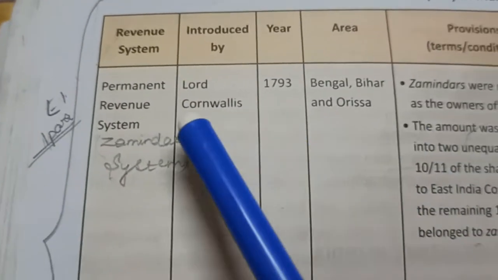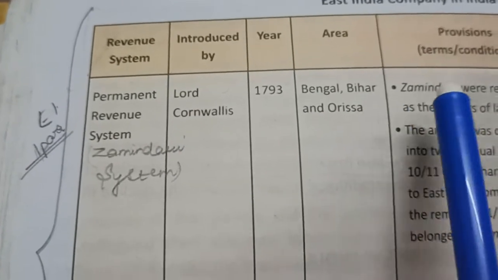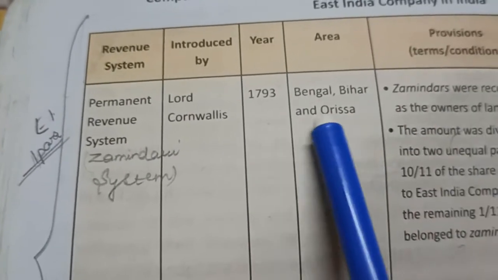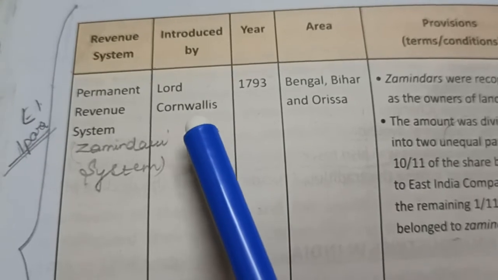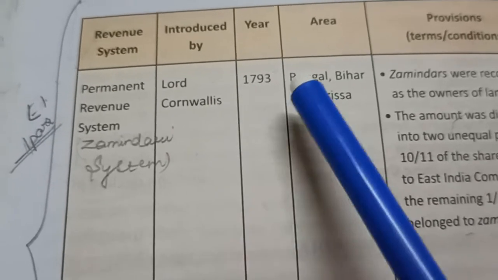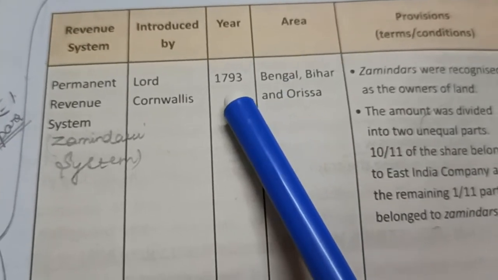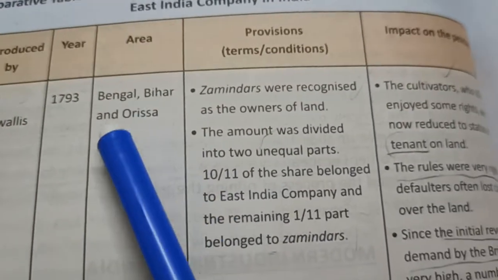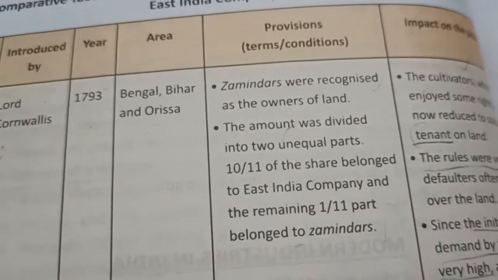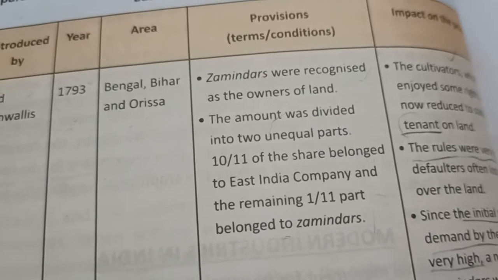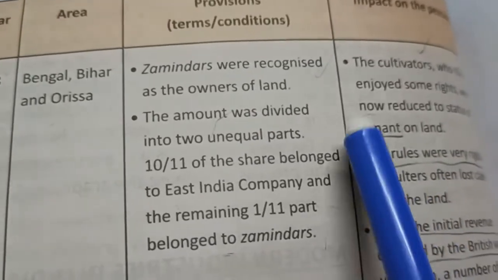On this page number 120 you see here it is permanent settlement. You will write the first part of the question, its answer is written here. You will write it was introduced by Lord Cornwallis in which year? In 1793. At which place? Bengal, Bihar and Orissa. And what was it? So you will write the features of this.